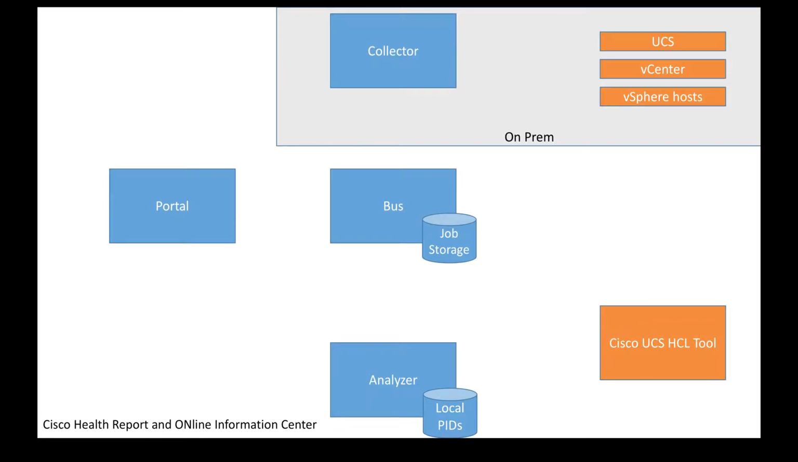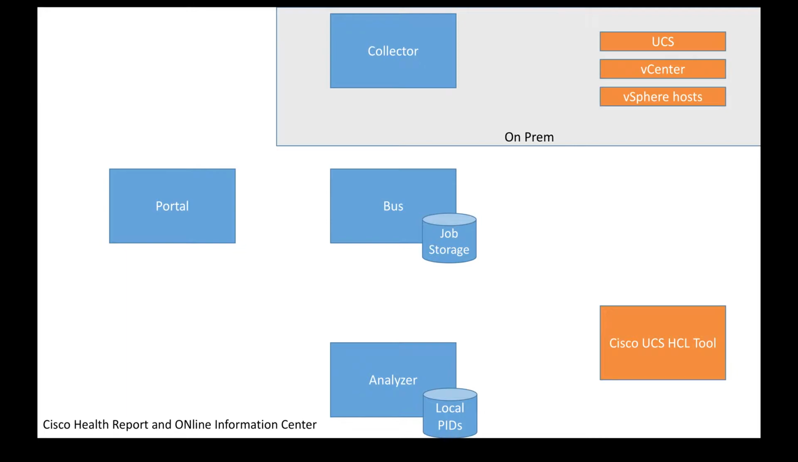The other components here are the message bus, which is kind of where everything runs through. All the commands are sent there. You have the portal, which is the front end. We were just there a minute ago. We'll explore that more in just a minute. And then there's the actual analyzer, which is what takes the data that's been collected, compares that against the HCL tool, and tells you if you're in compliance or not.